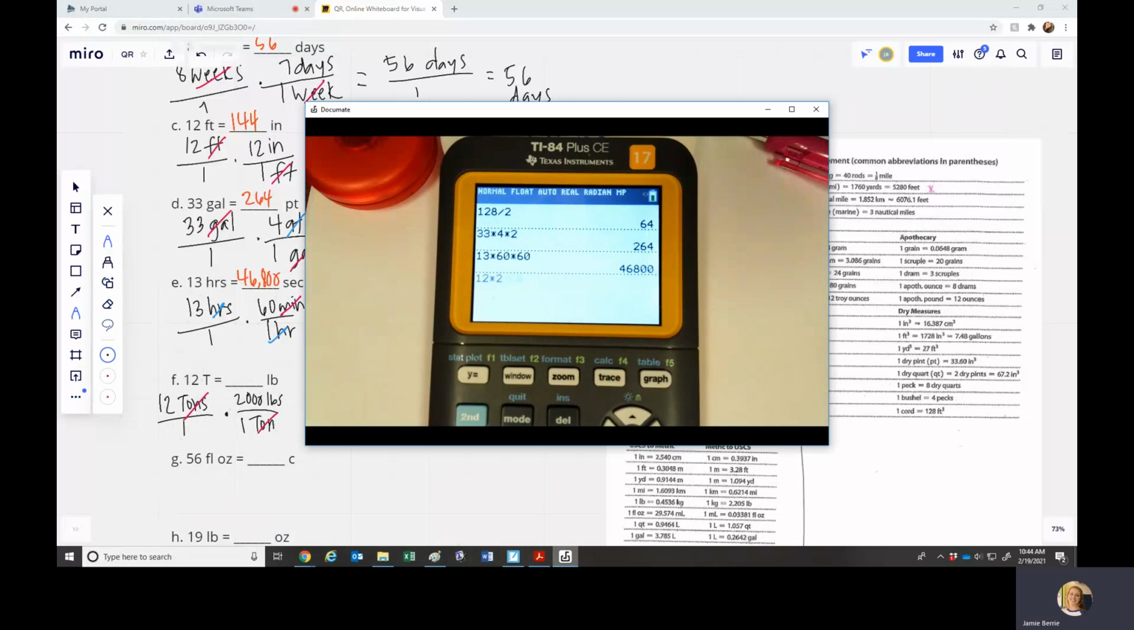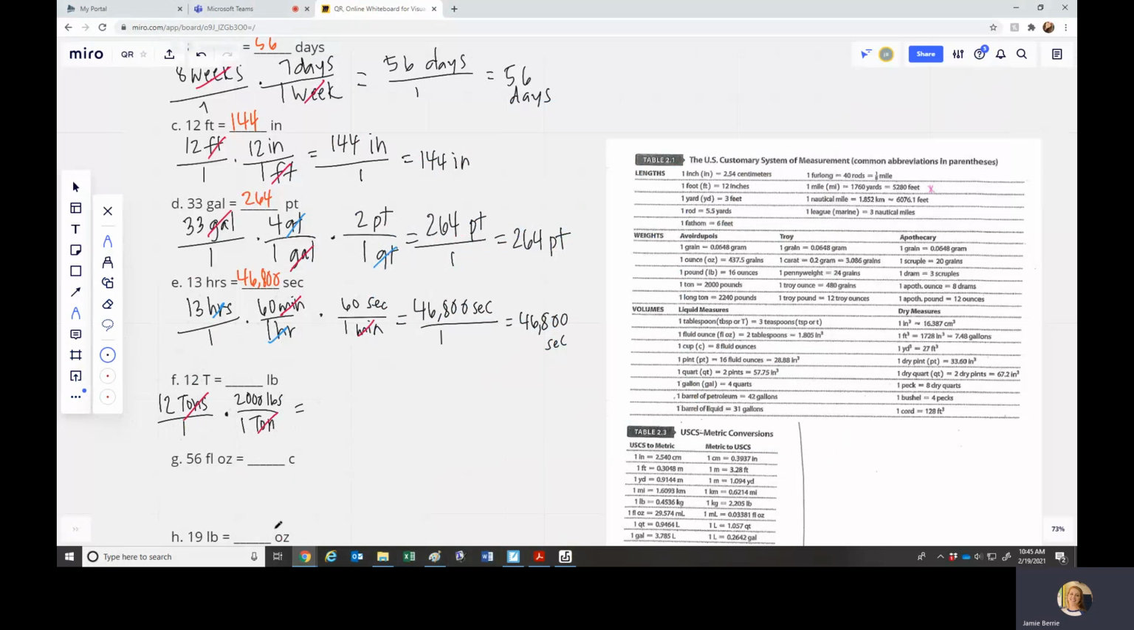12 times 2,000 is 24,000. So that's 24,000 pounds over 1 times 1 is 1, which is the same thing as just 24,000 pounds. All right, so let's write that in. Perfect.